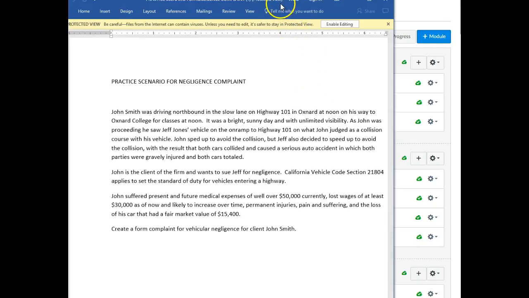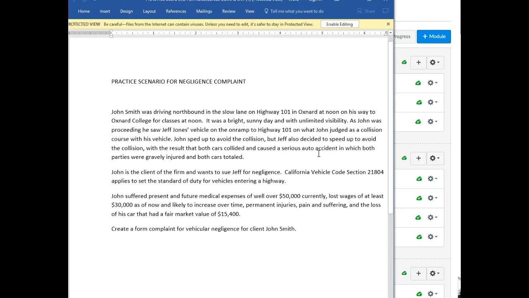However, there are also other doctrines of negligence law that say that if you have the opportunity to avoid a collision and you don't, then you're liable for the collision. But let's not worry about that for right now. We're just going to use this as a basis for why we are going after Jeffrey Jones.